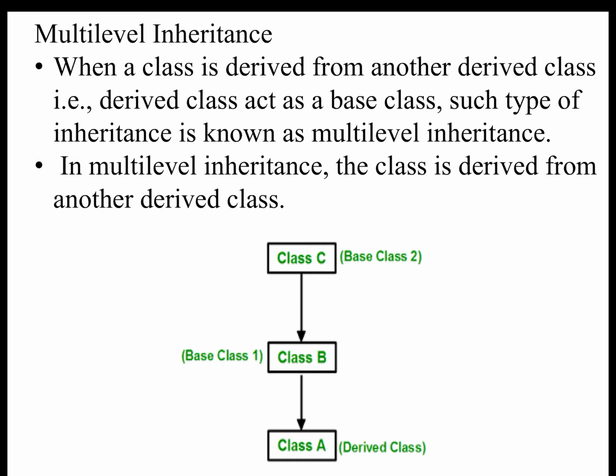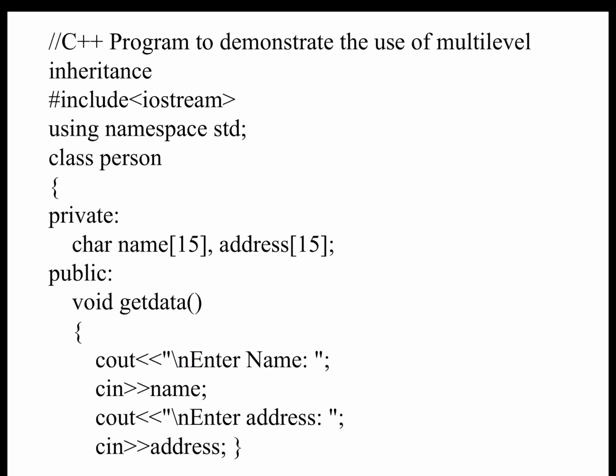Now let us understand multi-level inheritance. When a class is derived from another derived class which acts as a base class, such type of inheritance is known as multi-level inheritance. So in multi-level inheritance, a class is derived from another derived class. So here in the graphical representation, class C is base class 2, class B is base class 1 and class A is a derived class. Class B has the features of class C and class A has the features of class B. So this is called multi-level inheritance.